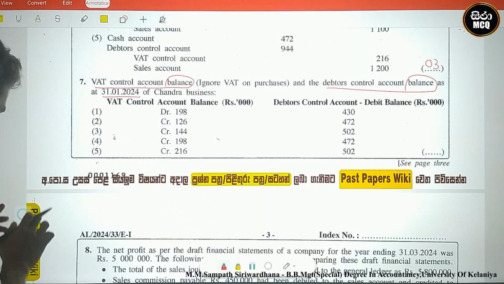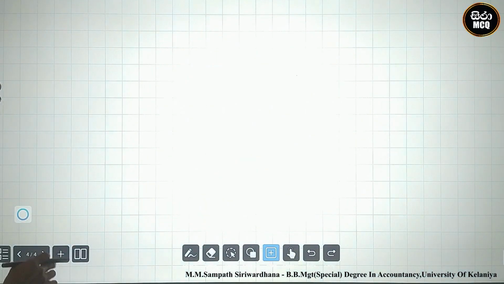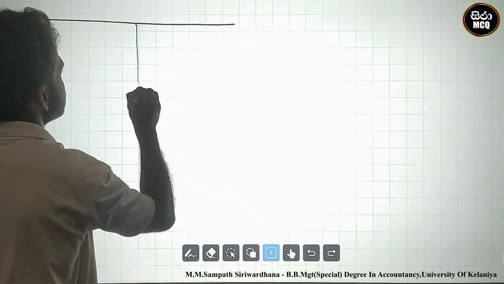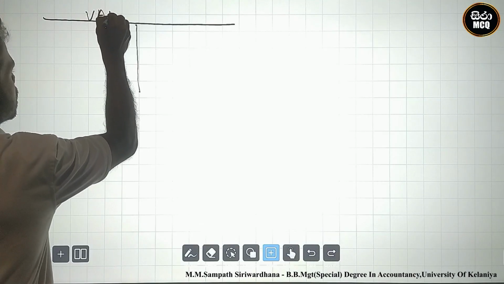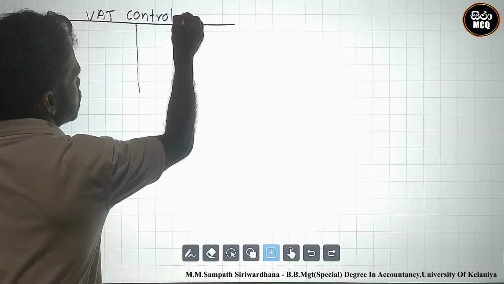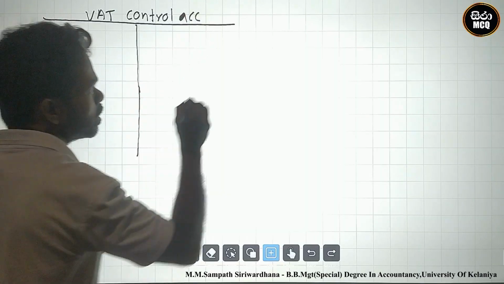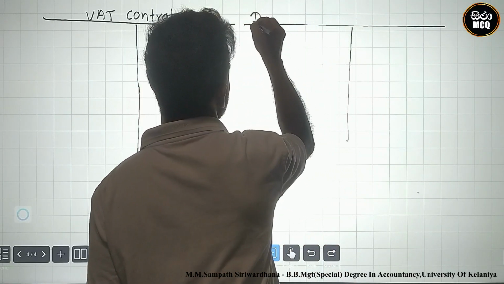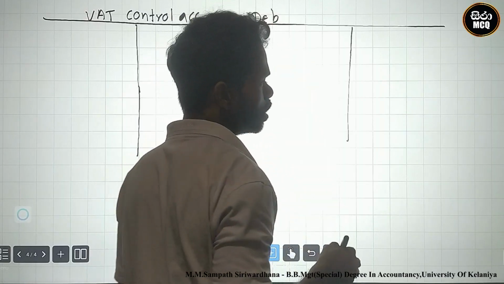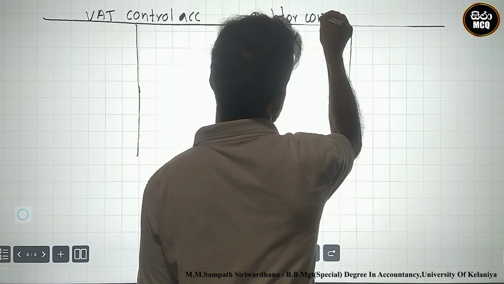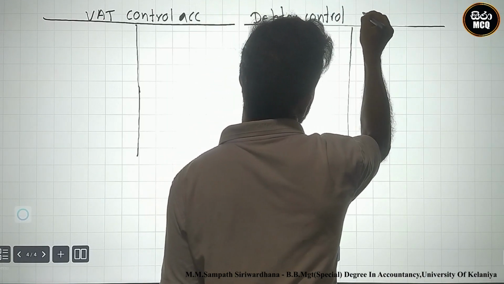For the calculation, which accounts do I prepare? The VAT control account and the debtor control account. Debtor control account means trade receivables.